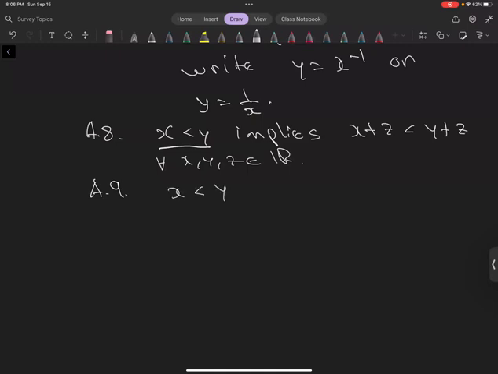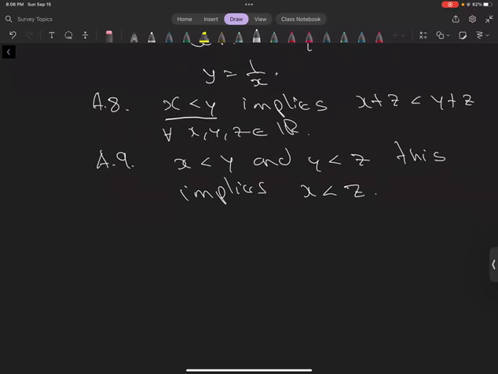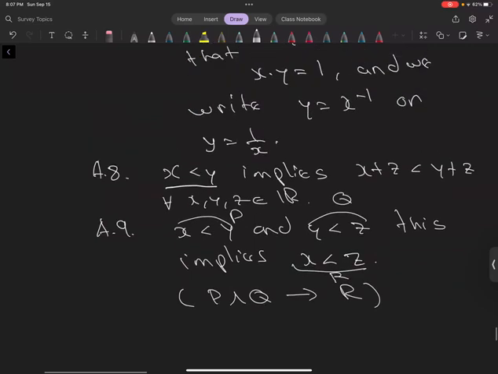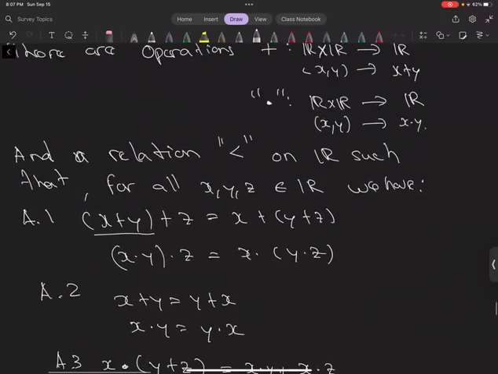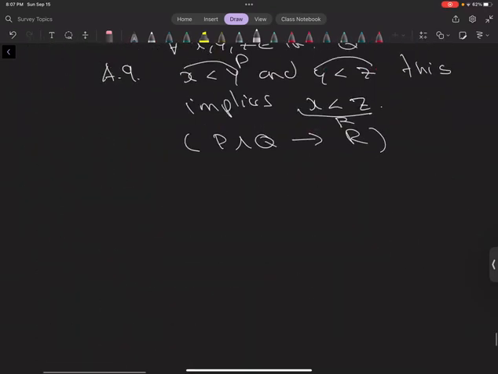If x is less than y and y is less than c, this implies x is less than c. Notice this statement, for example. In all these statements, we're using logic. It's like P and Q implies R. This is P, this is Q, and this is R, and this is the implication. So all these axioms are written as logic arguments. Okay, so we're being consistent with the first day of class. Axiom 10.